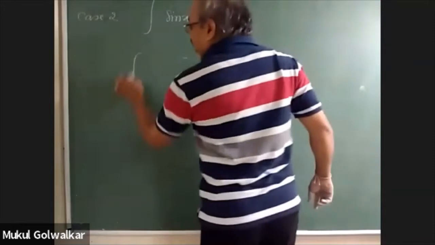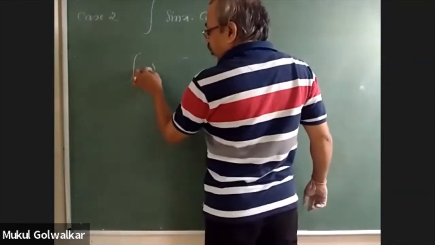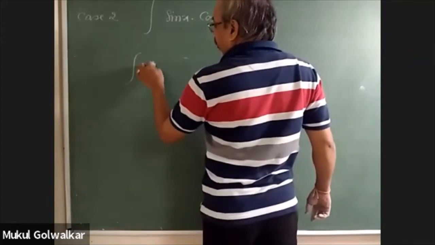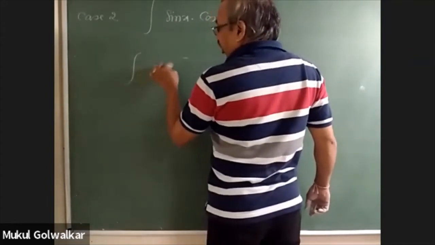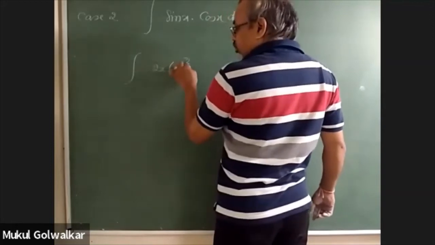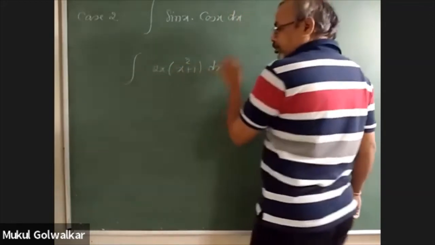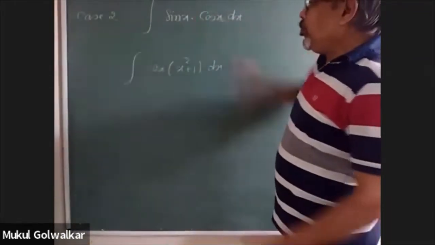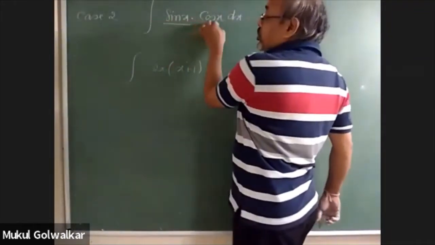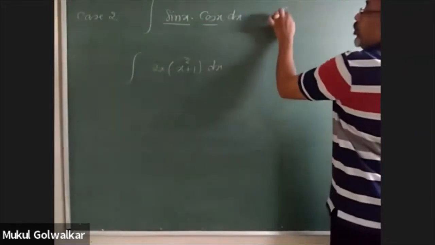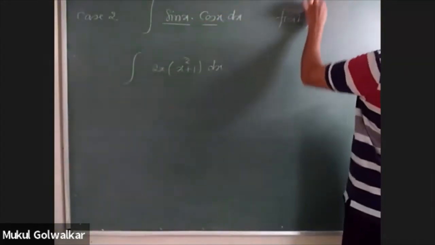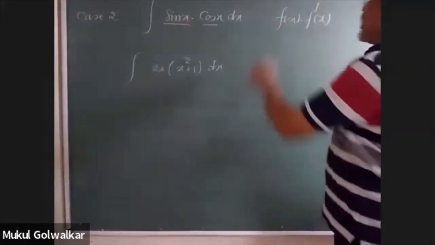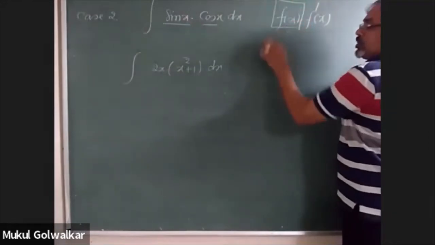Or else if I write the integration of 2x into the bracket x square plus 1, suppose I write like this. In that case, what to do? First of all, this is the product of f of x with f dash x. This is the scenario. In all such cases, we are required to go for substitution.